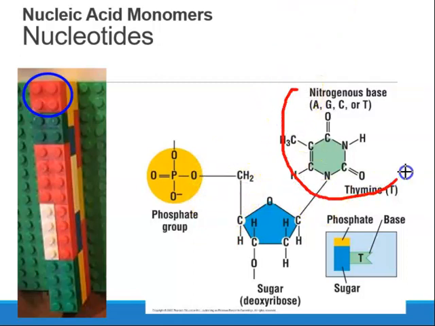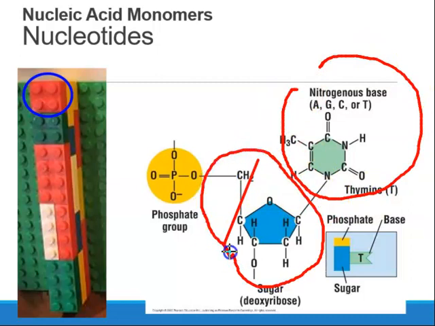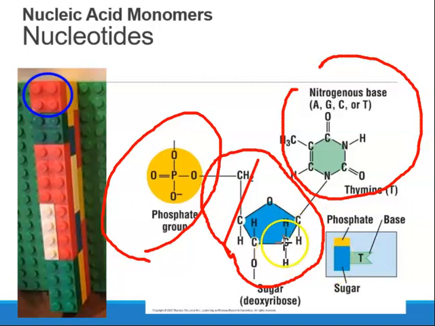So again, we have our nitrogenous base, we have our 5-carbon sugar, and we have our phosphate group. So that makes up the nucleotides. Each nitrogenous base is attached to a sugar molecule, which is attached to a phosphate group. And here we can see that structure. Nitrogenous base, sugar, phosphate. So that makes up a nucleotide.